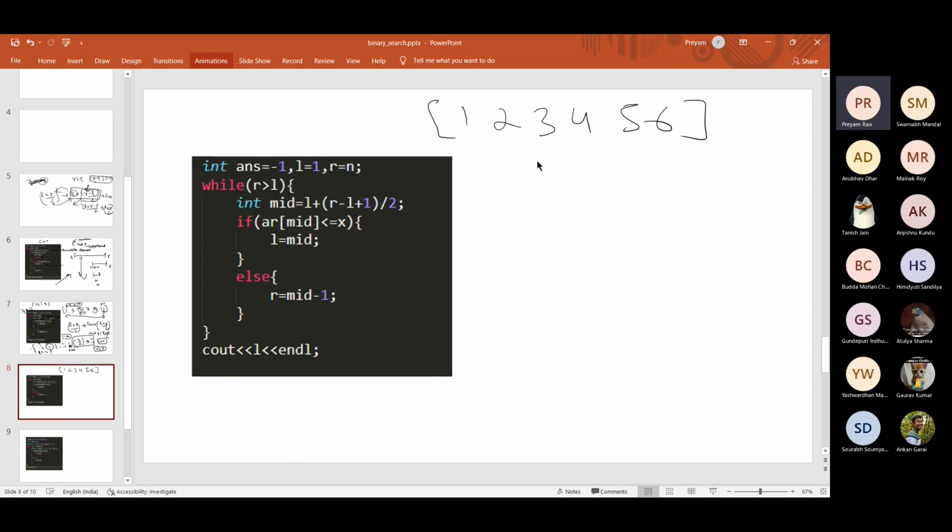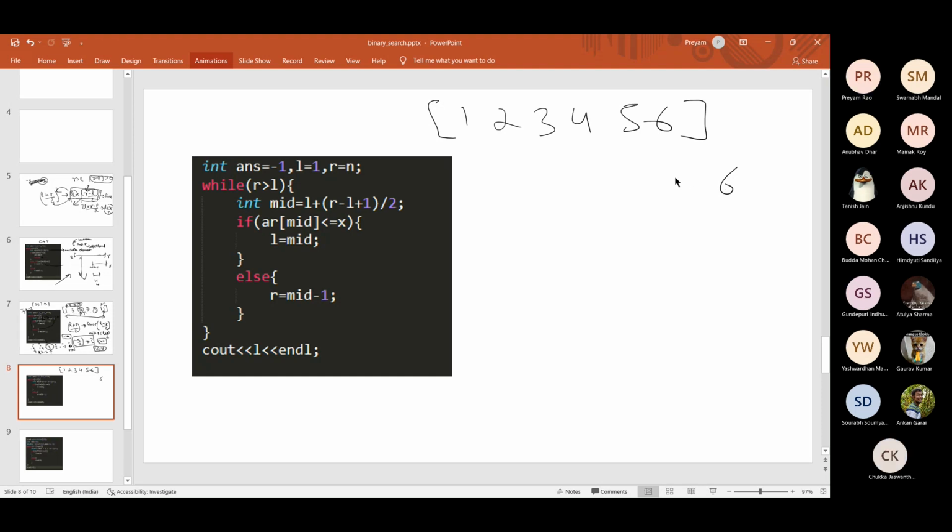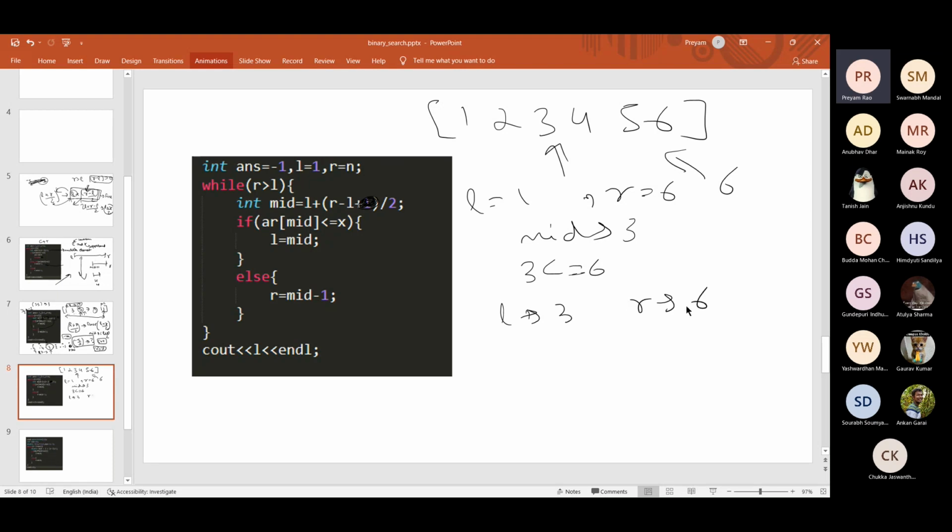So let's just look at some case. So again, we need to find the six where six is. Initially L is equal to 1, R is equal to 6, mid becomes equal to, let's ignore this +1 part for now. Let's say we are doing it like we normally do. So again, L plus R/2 would be 3. We look at 3. Now we'll check if 3 is less than or equal to x, which it actually is. So L becomes equal to 3, R becomes equal to 6.